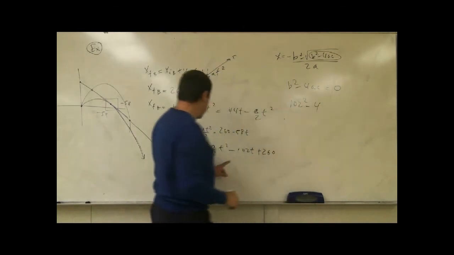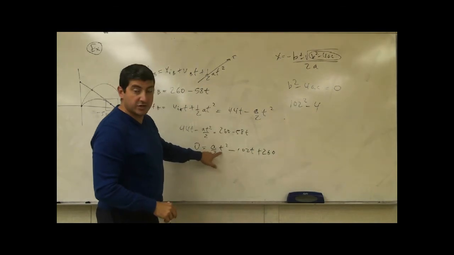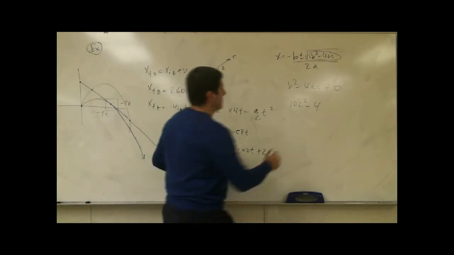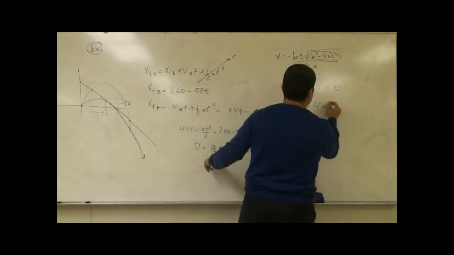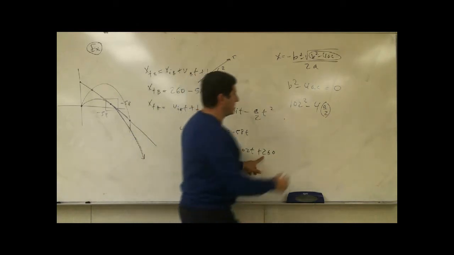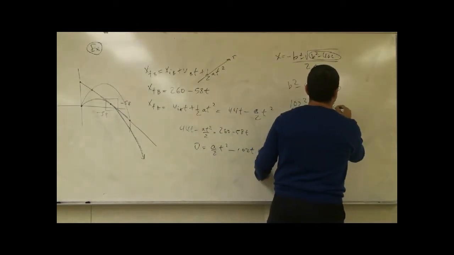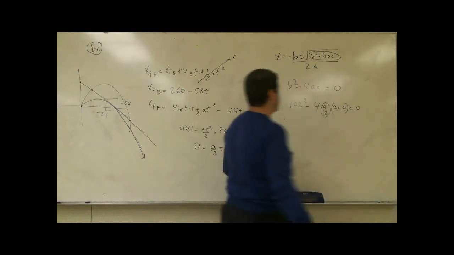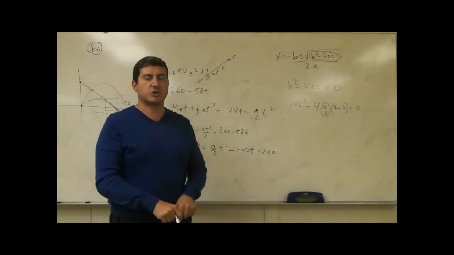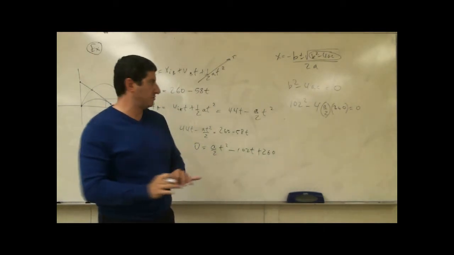What's my a? a is whatever is in front of the t squared, the coefficient of t squared, which is a over 2. So that's my a, a over 2. What's my c? My c is 260. Okay? That will tell us the minimum acceleration so that you barely avoid a collision, right?